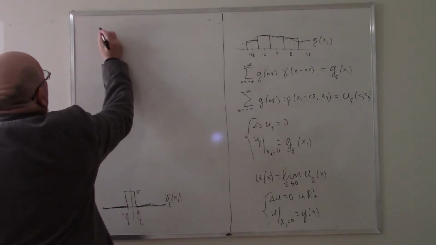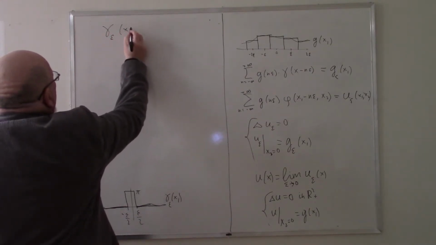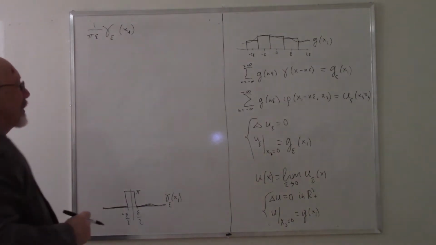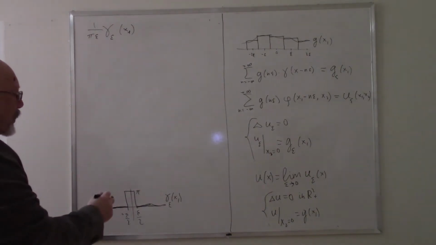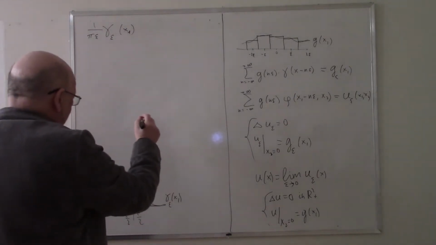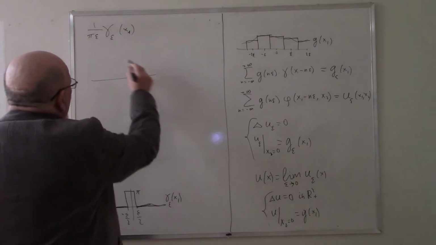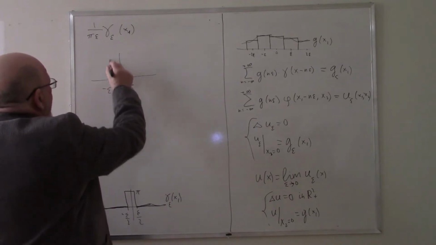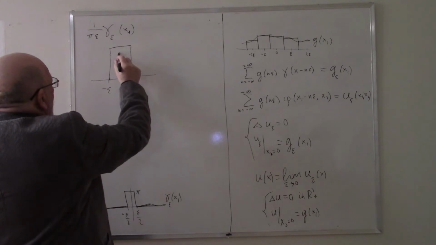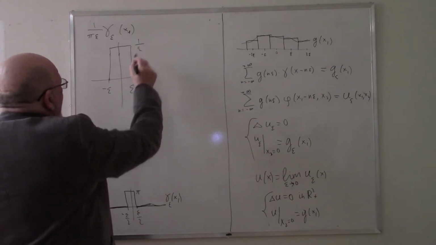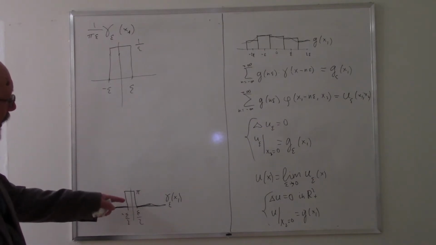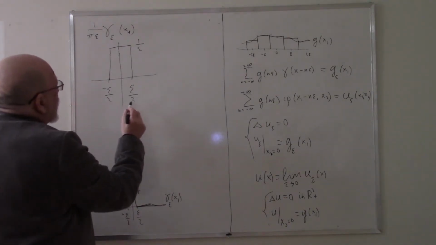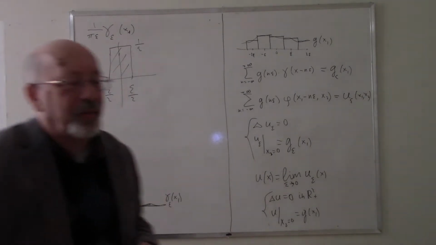Consider the function gamma epsilon of x1 times 1 over pi epsilon. This function has the following form. It is minus epsilon to epsilon, and here the function is, no, I cannot draw it high enough, it is 1 over epsilon. Yes, because I divided by pi epsilon, so it remains 1 over epsilon, from minus epsilon over 2 to epsilon over 2. So the total integral of this function is 1.